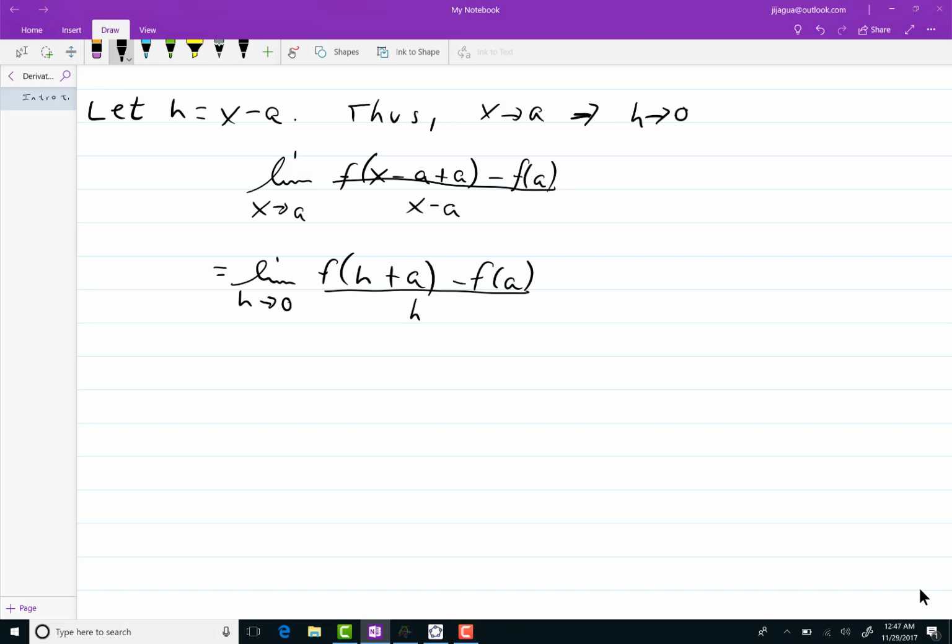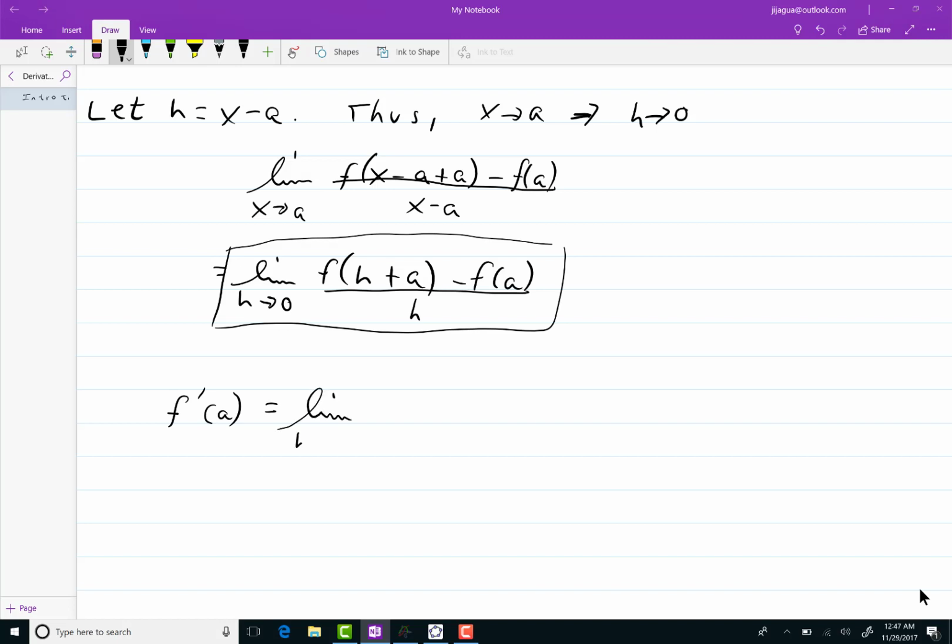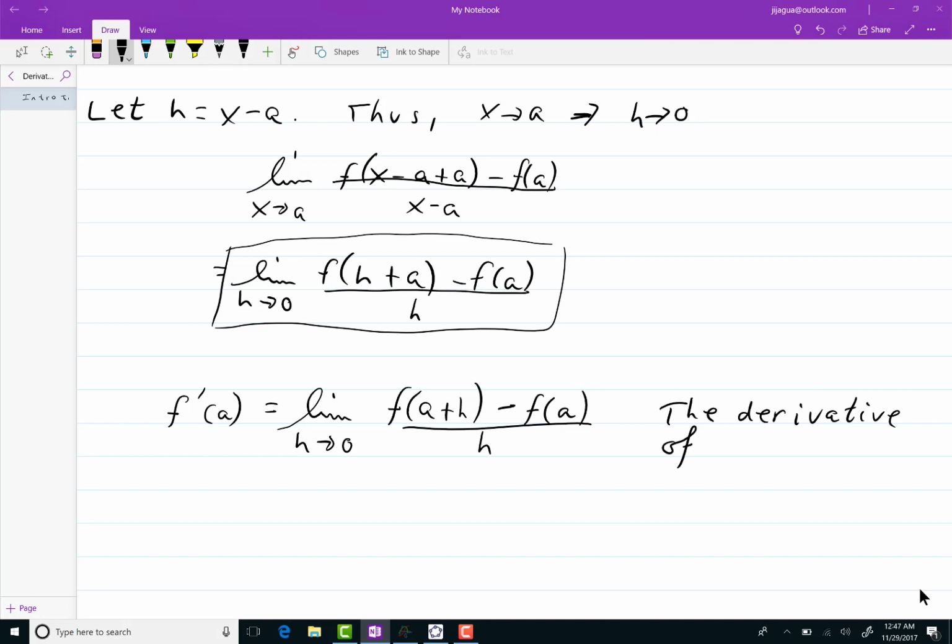And this is the format that many times we'll prefer. This is the same thing. So let me rewrite the derivative at a. F prime of a equals the limit as h goes to 0 of f of a plus h, for some reason we prefer a plus h instead of h plus a, minus f of a all over h. This here is the derivative of f at a. This is really the big guy.